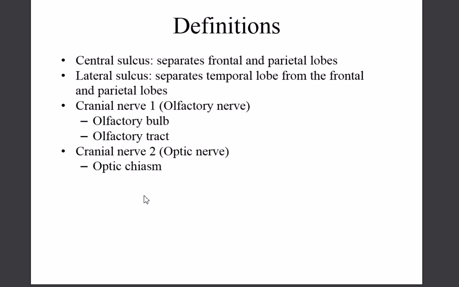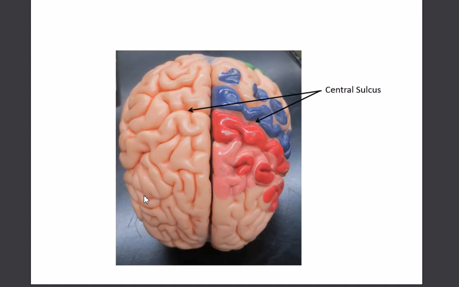The next couple definitions. There are a couple shallow grooves that we need to know. One really important one. A lot of clinical things happen in this region. It's known as the central sulcus. Roughly in the middle of the brain, kind of coming up the left side of the brain, going over the top and going down the right side of the brain, there is a shallow groove that we're going to call the central sulcus.